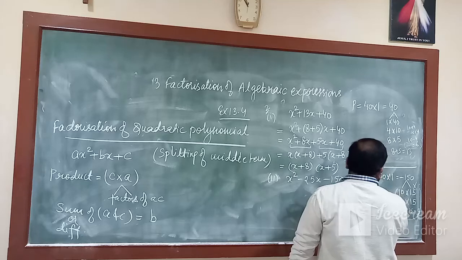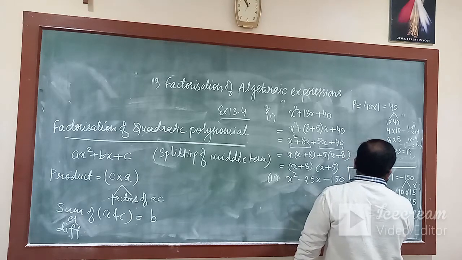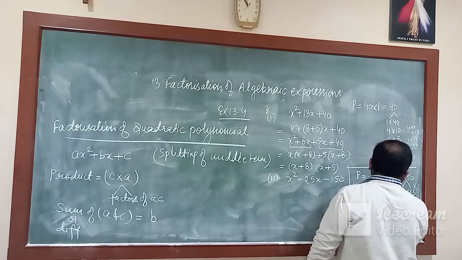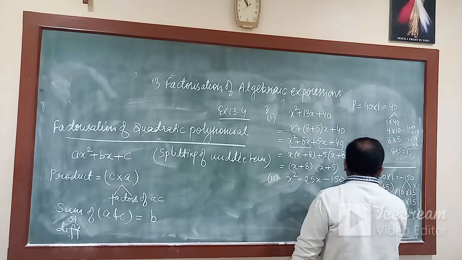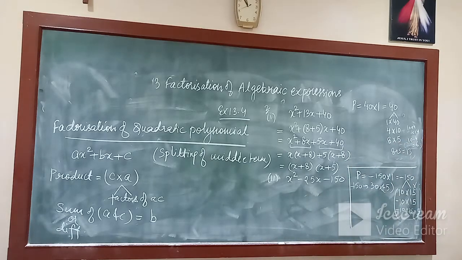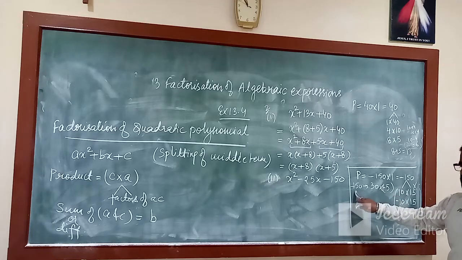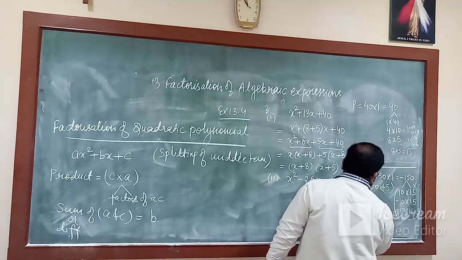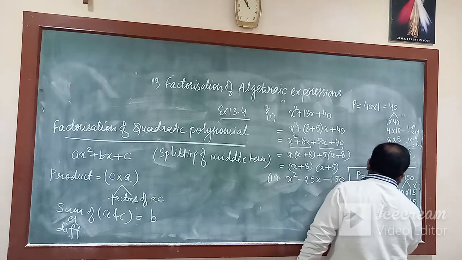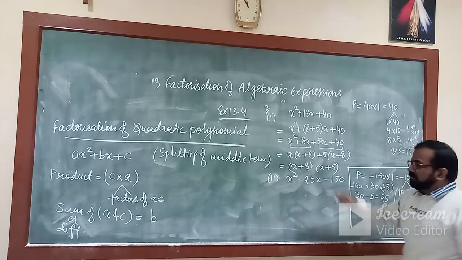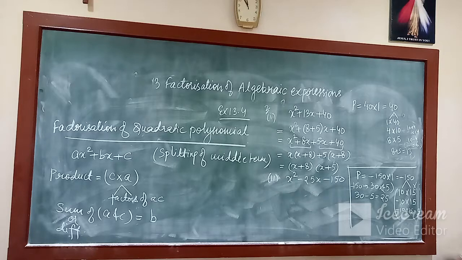150 I can write as 30 into 5 also, or 30 into minus 5, or minus 30 into 5, whatever. Okay, we can write anything. So see, it will give you 30 into minus 5, minus 150, and if I write 30 minus 5, it is what? 25. See, our middle term, 25. That means these should be our factors. What is 30 and minus 5?